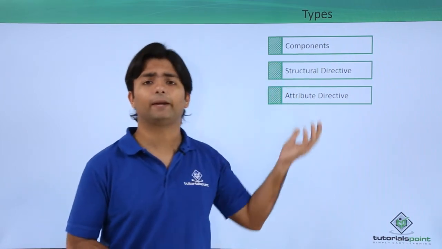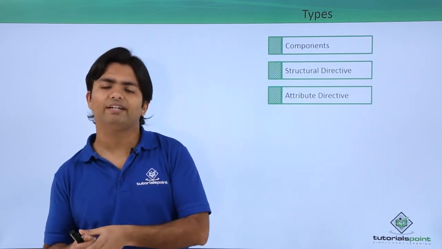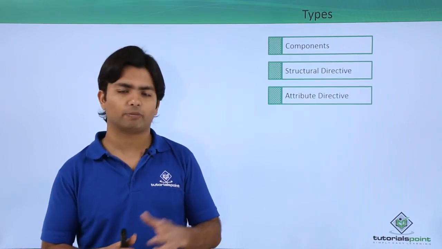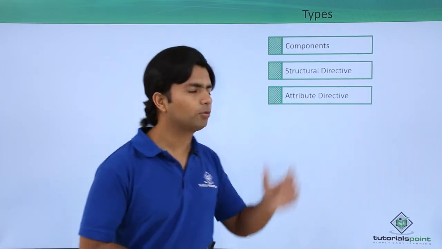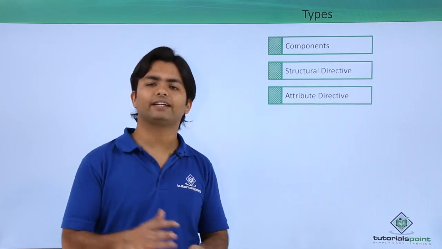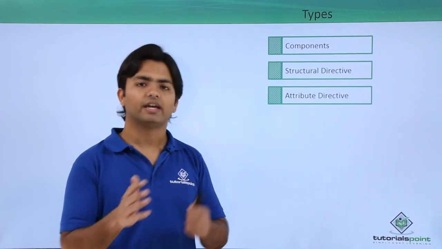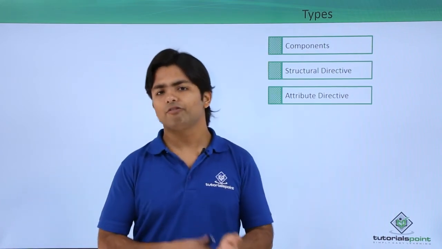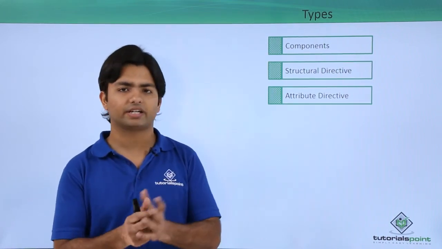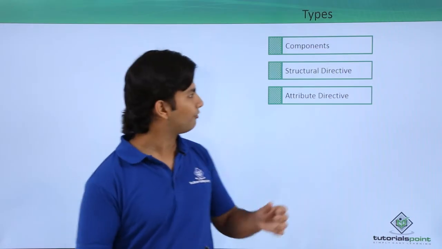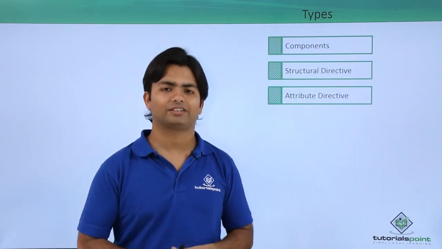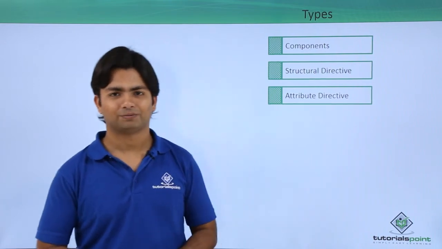A structural directive, as the name says, modifies the structure of the DOM by adding or removing DOM elements, while an attribute directive is set as an attribute of any element. So let's see a practical implementation where we are going to create a very simple directive, of the attribute directive type. Let's start the practical implementation now.